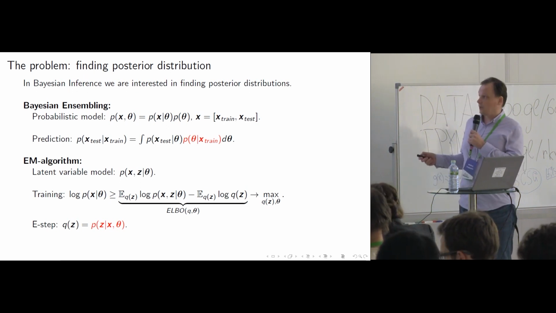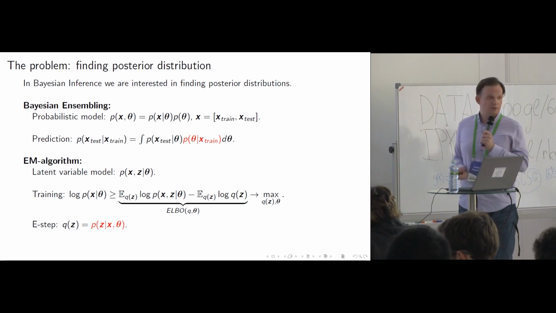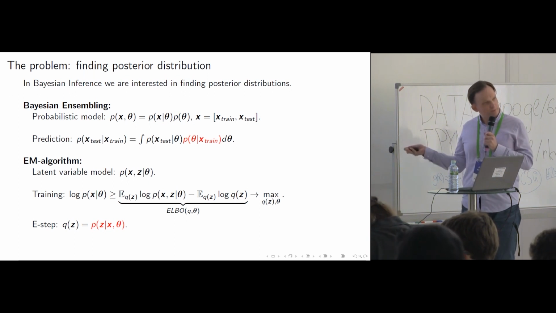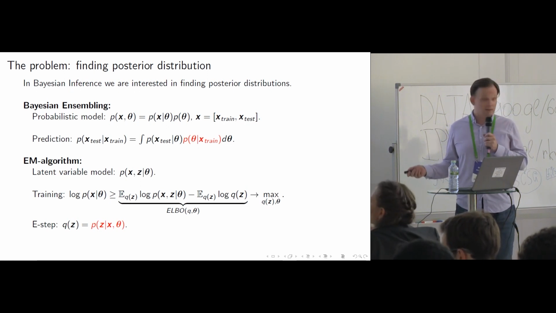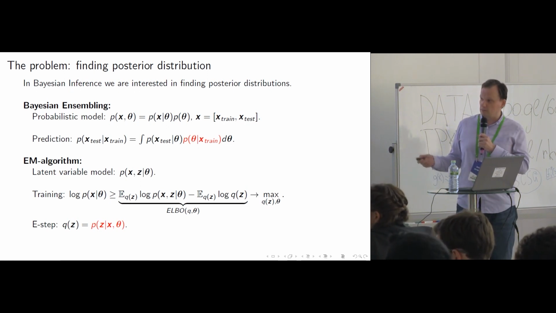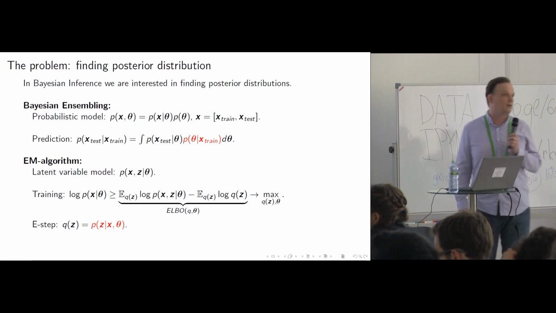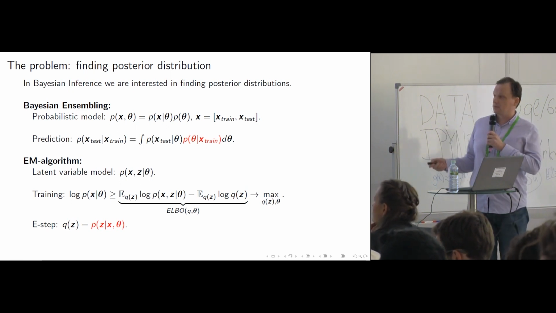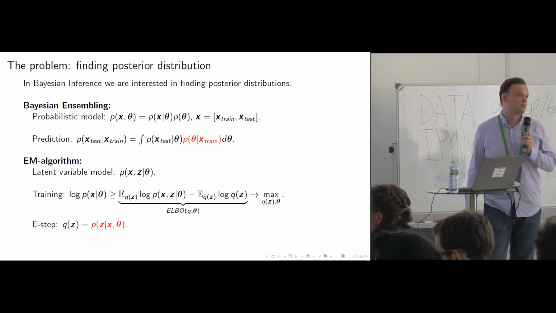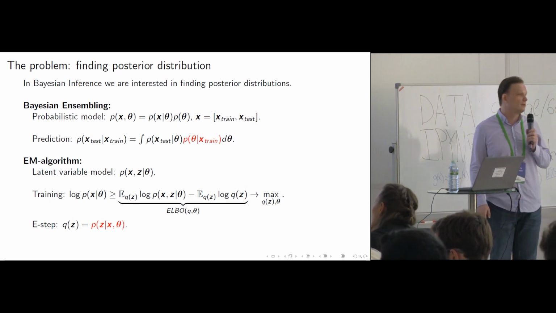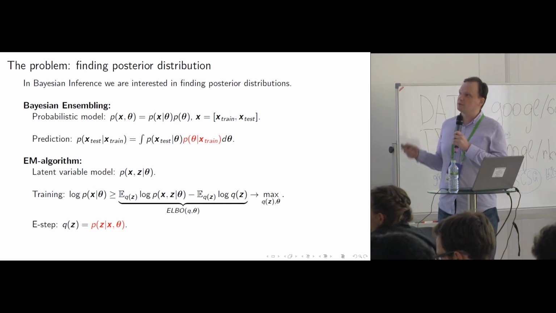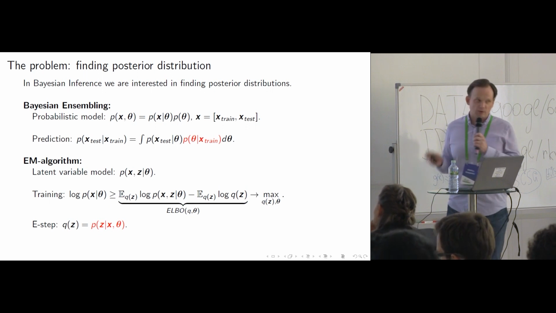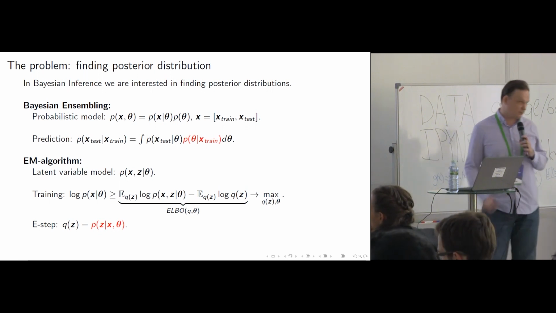On the M step, we fix our distribution q and optimize with respect to theta. On the E step, we fix theta and optimize with respect to q. It can be easily shown that the best answer for q is just the posterior distribution over hidden variables given our training set and model parameters. So here are two popular examples where we see that we need to calculate some complex posterior distribution.